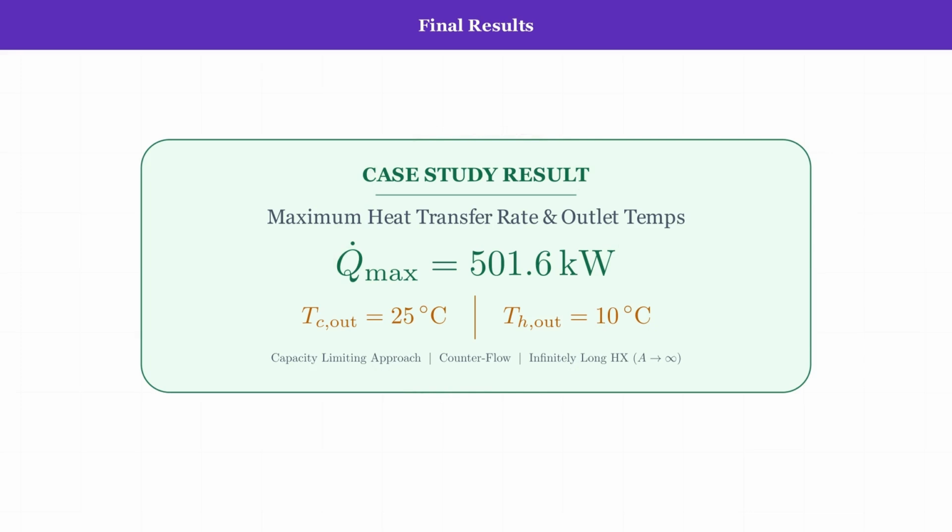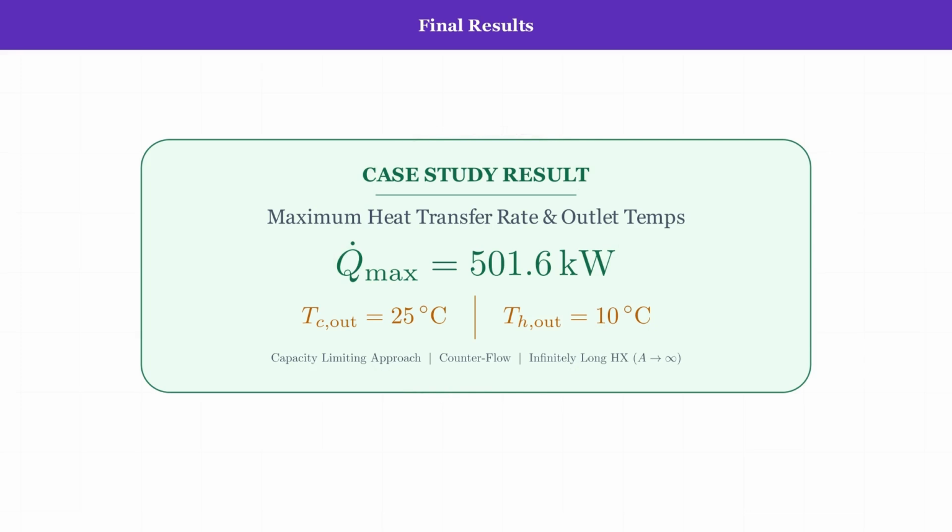In practice, an engineer uses this result as the design benchmark. The actual heat exchanger, with its finite surface area and real overall heat transfer coefficient, will always perform somewhere below this ceiling. The closer to the limit it operates, the more thermodynamically efficient the design. The ratio of actual heat transfer to Q dot max is precisely the definition of heat exchanger effectiveness, the central concept of the NTU method that we will encounter in future case studies.